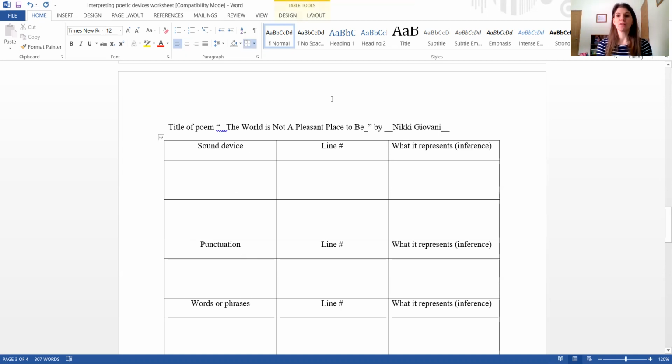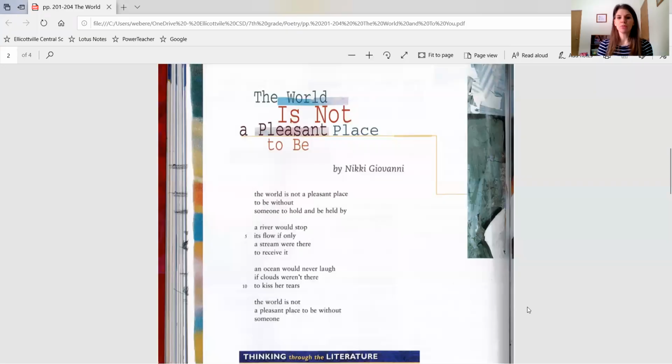So I want to remind you first that our sound devices are rhyme, and rhythm and meter, which is kind of hard to put into our chart. And then we have 2 figurative language devices that count as sound devices: alliteration and onomatopoeia. Alliteration is the repetition of beginning consonant sounds, and onomatopoeia is words that imitate sounds. So let's read the poem, and while I'm reading it, I want you to be looking for those sound devices.